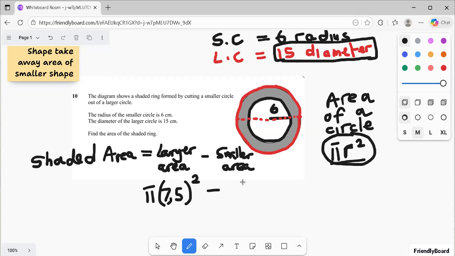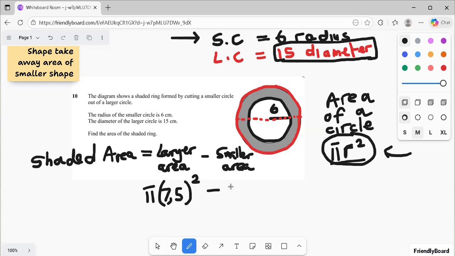So they told us that the smaller circle has a radius of 6, and I even wrote it here so that I don't miss out that important information that was provided. So the smaller circle has a radius of 6 centimeters. Therefore, now I just input the given information into that formula, pi r squared.